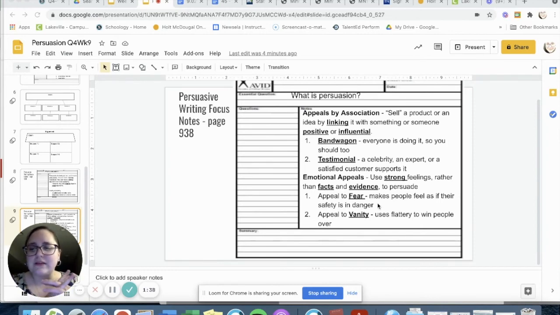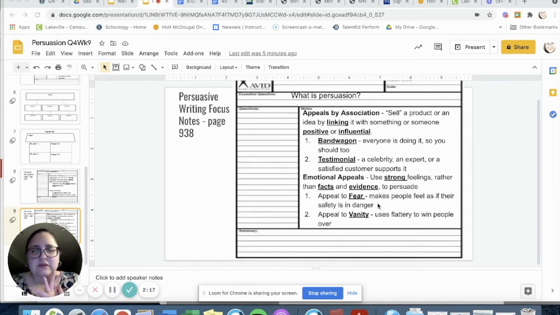You are basically being sold by this person's words and their viewpoint on something. Okay. Kind of the same idea as bandwagon, except that the celebrity or expert or satisfied customer specifically is supporting that product or idea. The other one is emotional appeals. All right, this is separate, but the same concept as appeals by association, because it's still utilizing those strong feelings, but it's using strong feelings rather than facts or evidence to persuade you to support their idea or product.